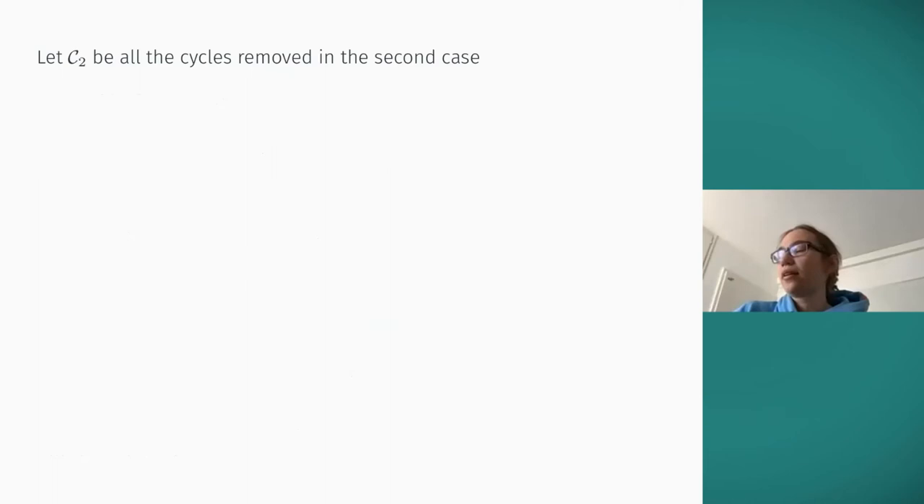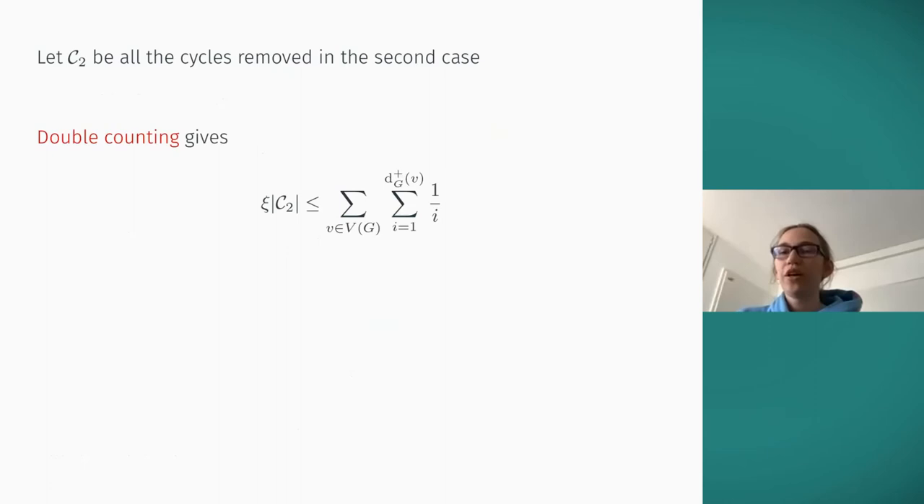Because there's some double counting involved. And here we're going to count over the weight. So we know that the total weight of the cycles that we removed in this step is psi times the number of cycles, just because we know that every cycle has weight at least psi. But then we also know that if we look at the contribution of a single vertex, because we update the weights, it can only contribute the harmonic sum up to its degree.